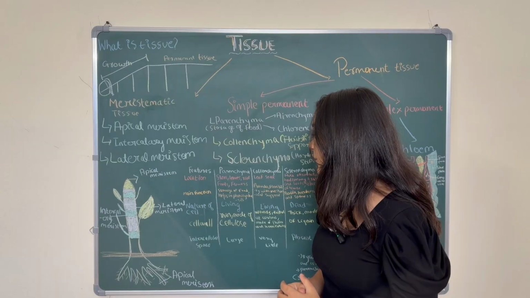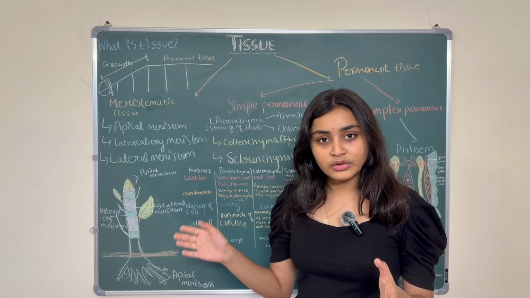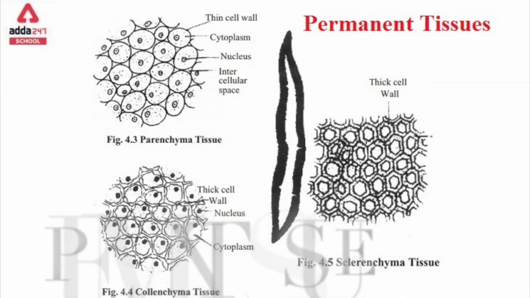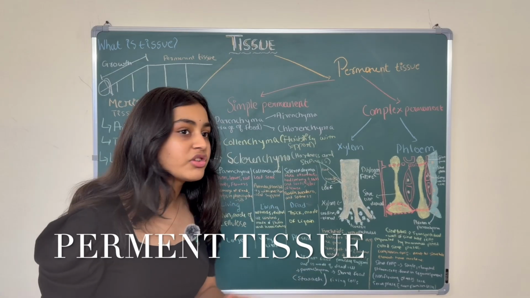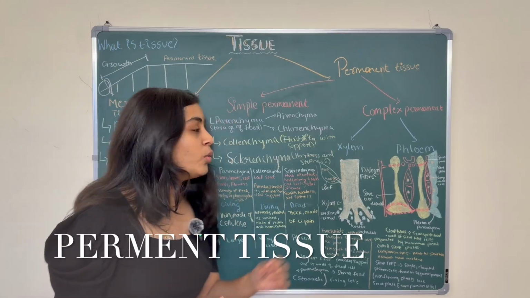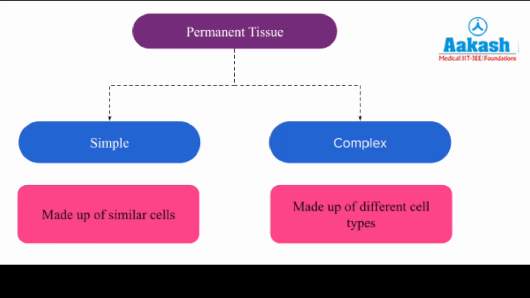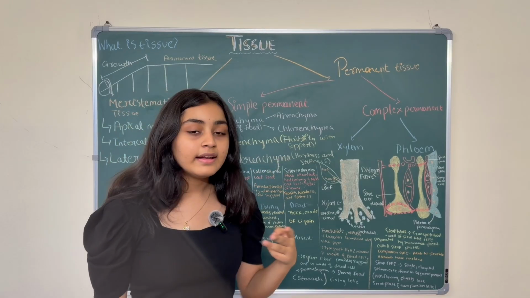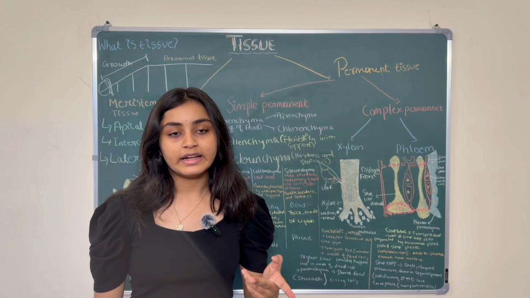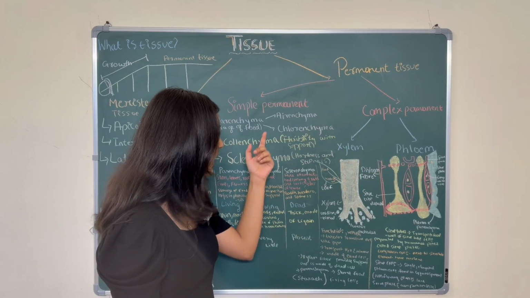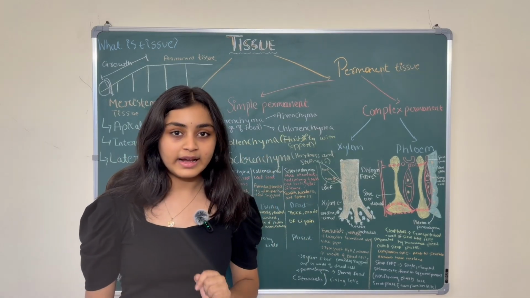Now we will look into permanent tissue, because meristematic tissue is done. Permanent tissue is further classified into two: simple permanent and complex permanent. Simple permanent is again classified into three: parenchyma, collenchyma, and sclerenchyma. Parenchyma is again divided into two: aerenchyma and chlorenchyma.